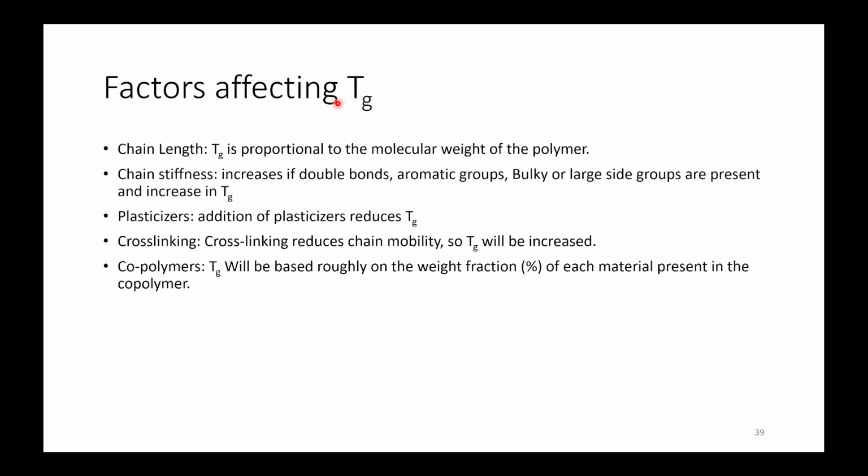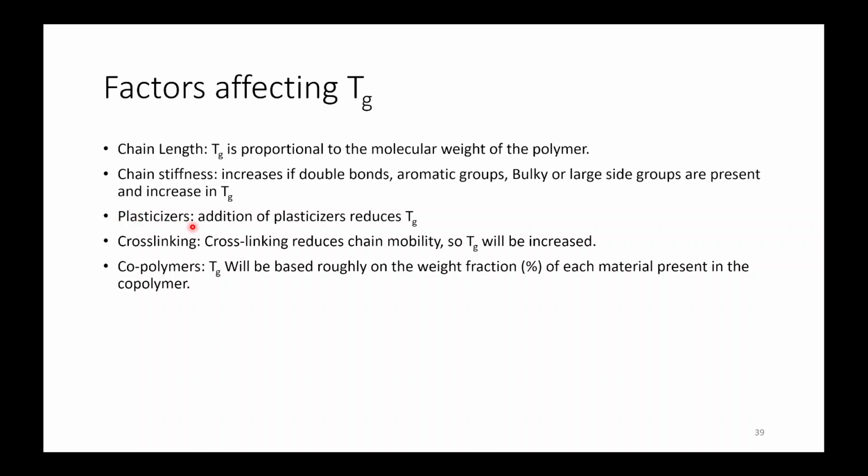Now, the factors which affect glass transition temperature. Chain length: Tg is proportional to the molecular weight of the polymer. So as the molecular weight increases, Tg will also increase. Chain stiffness increases if double bonds, aromatic groups, or bulky, large side groups are present, and Tg increases. So if chain stiffness increases, Tg will also increase. It will come into positive degrees Celsius.